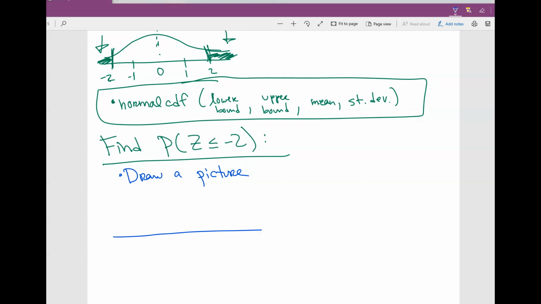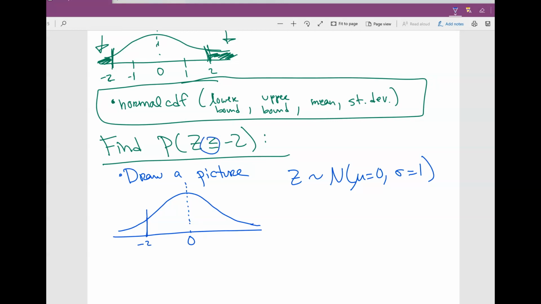So a picture of what? We're always going to draw a picture of the normal curve, because we know that z-scores are normal with a mean of 0 and a sigma of 1. So that means 0 is going to be right here, right in the middle. That is the mean. And what are we looking for? Here's -2. -2 is right below 0. And what do we want? We want everything that's less than -2. So everything that's less than -2 is going to be all of this area.